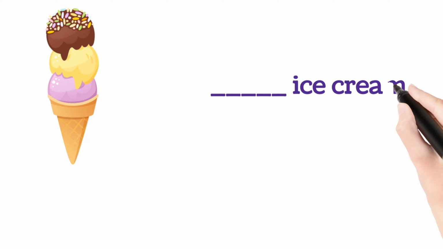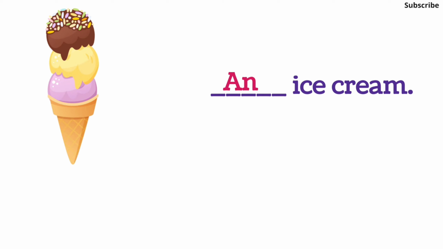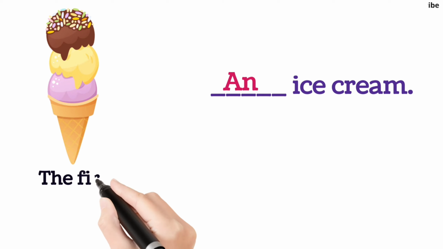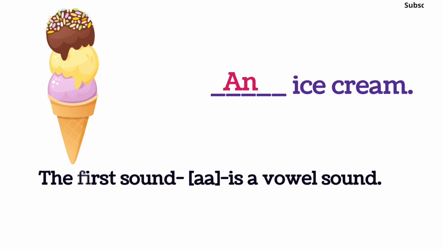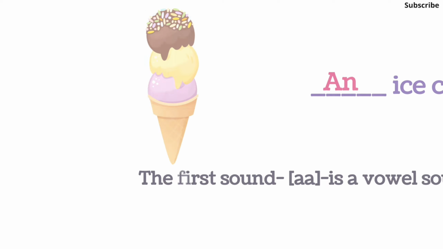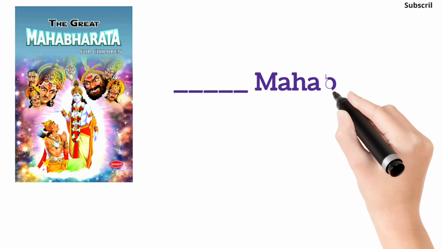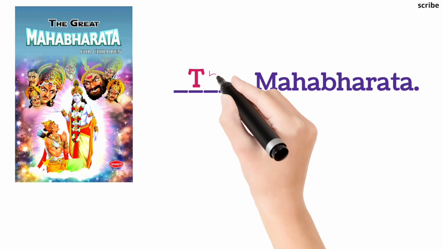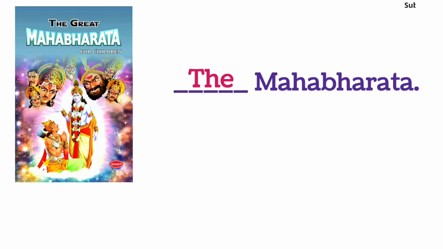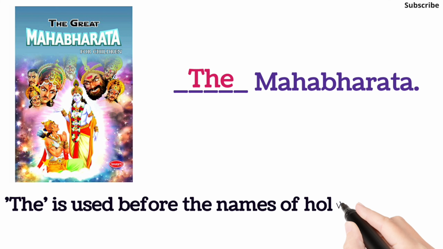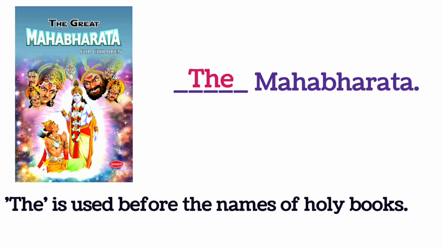Dash ice cream. An ice cream. The first sound of ice cream is a vowel sound. So an ice cream. Dash Mahabharat. The Mahabharat. The is used before the names of holy books. So the Mahabharat.